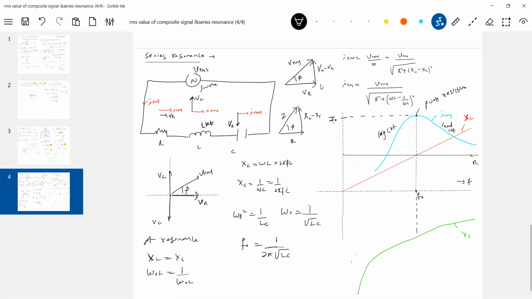What is the power factor? The first one is lead circuit, sir. First one is lead, no? Capacitive. This will be lag.